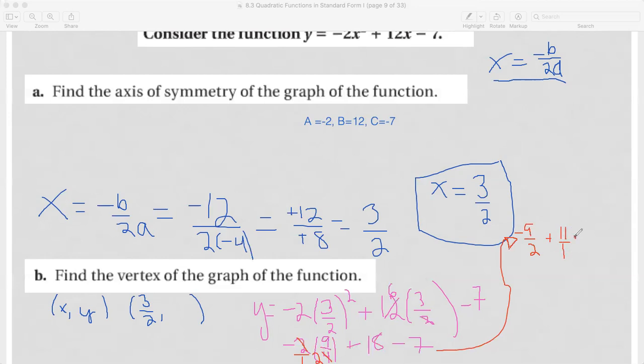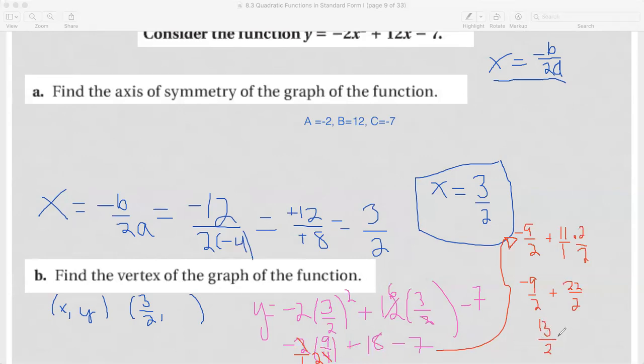All right, so currently that's 11/1. So I'm going to go ahead and get a common denominator. I'm going to leave my answer in a fraction. So -9/2 plus 22/2. So 22 minus 9. Yes, I'm using a calculator. I'm terrible at mental math. That would give me 13/2.